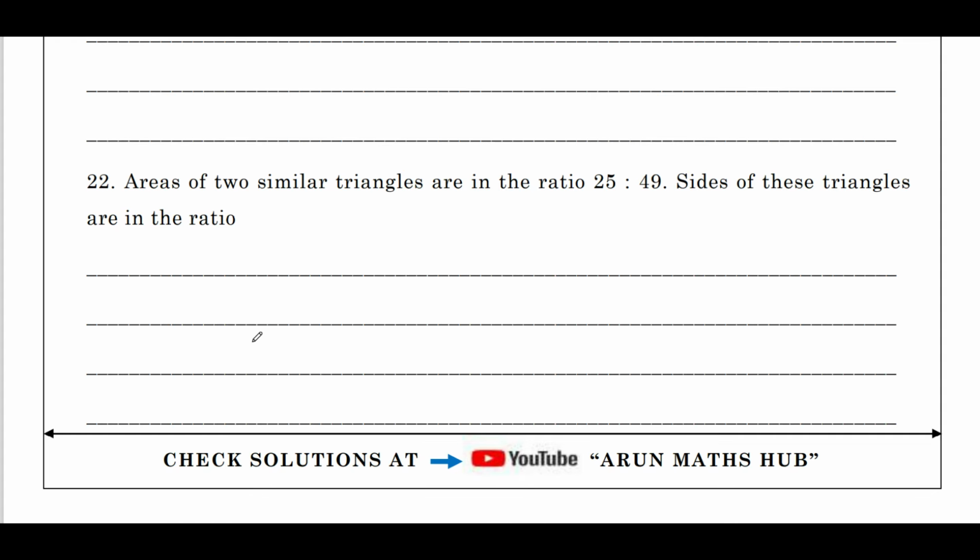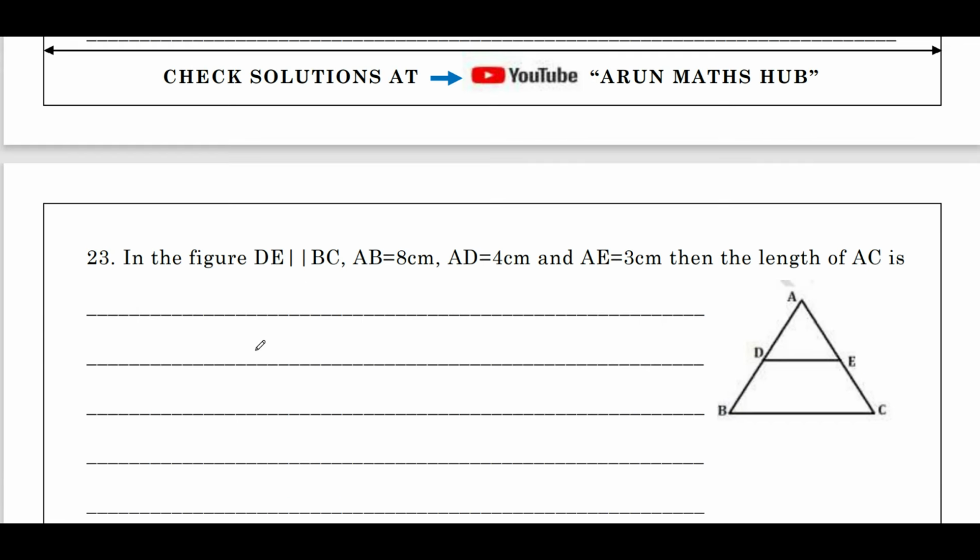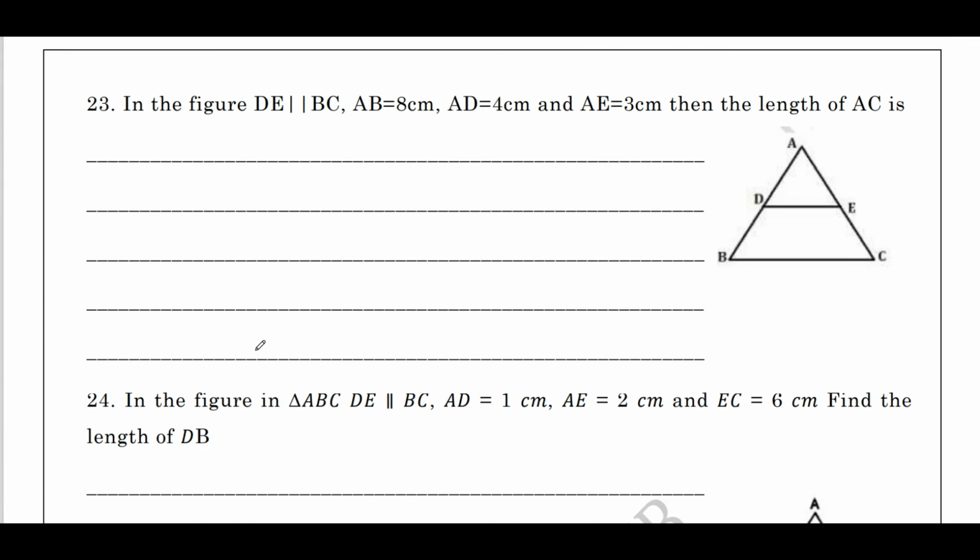Areas of similar triangles are in the ratio 25:49. Then the sides of these triangles are in the ratio, it is just the square root of 25:49, 5/7. In the given figure, DE is parallel to BC. AD is 4, AE is 3 and AB is 8 centimeter. We need to find out the length of AC.